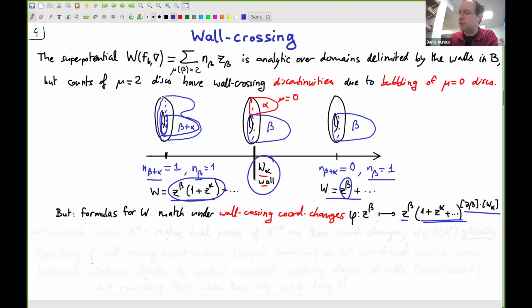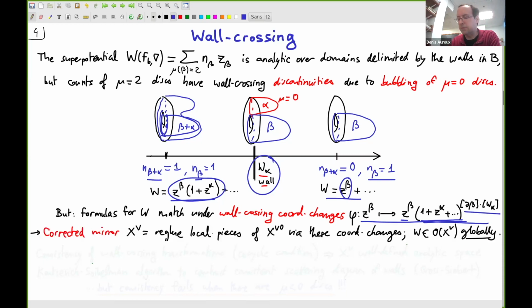And because these operations are multiplicative, this is a well-defined automorphism of a piece of an algebraic torus, or analytic torus. And then the corrected mirror will be obtained by regluing the local pieces along these coordinate changes. And then this superpotential will again be a globally defined analytic function.